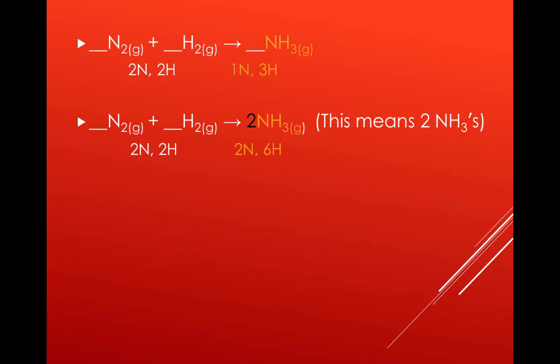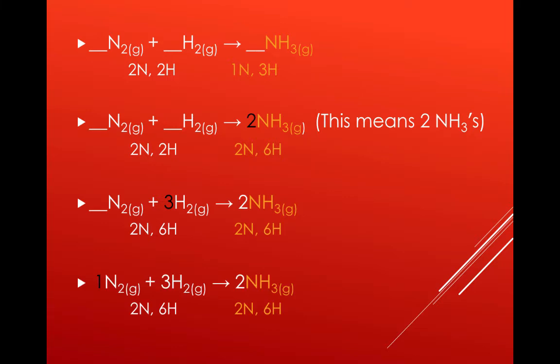As we can see, the 2 nitrogens from N2 are now accounted for, but we need 6 hydrogens to make the 2 NH3s. So let's put a 3 in front of H2, which means we have 6 hydrogen atoms available when the bonds break to reassemble into the 2 NH3s. That means we only need 1 N2, and our equation is balanced. The type and number of atoms on the reactant side equals the type and number of atoms on the product side.